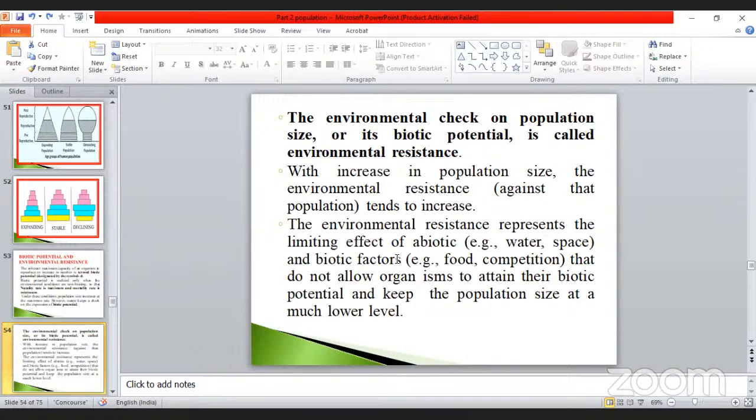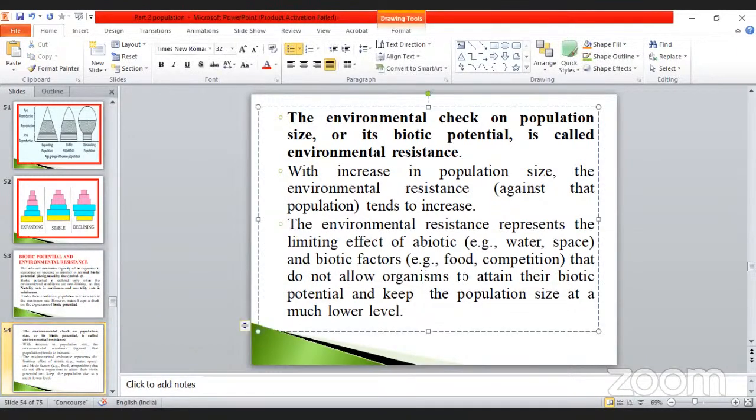Even take an example: water, space, and biotic factors also. Food and competition. Food is also very, very important for their growth. Suppose first they buy only one chocolate. Now the father or mother have to buy which one? Two chocolates. So that does not allow the organisms to attain their biotic potential and keeps the population size at a much lower level.